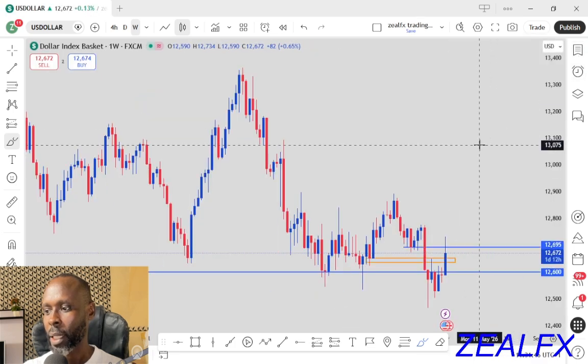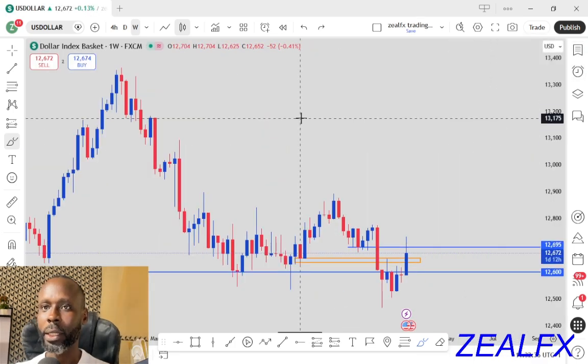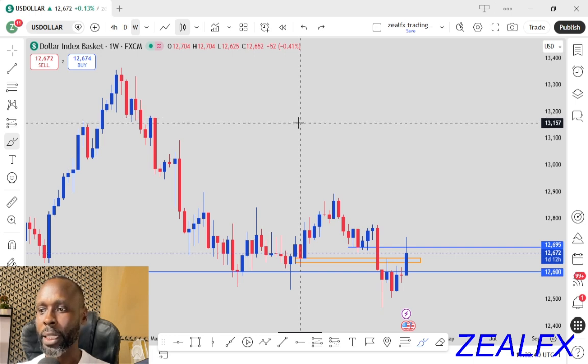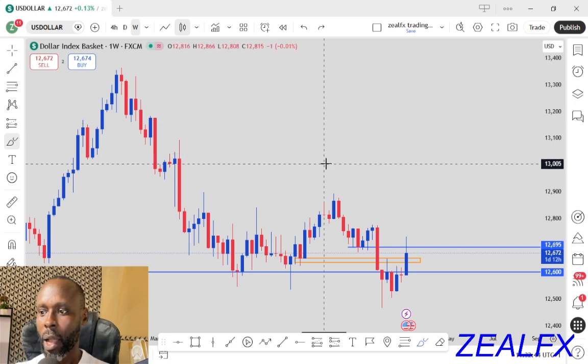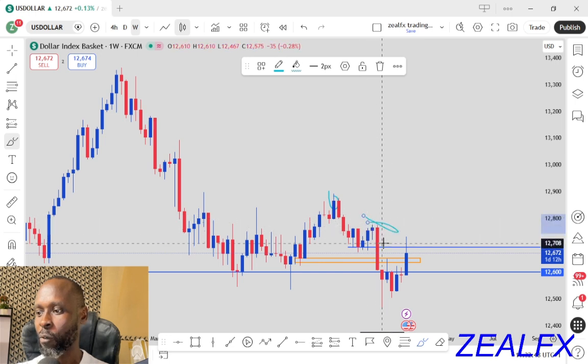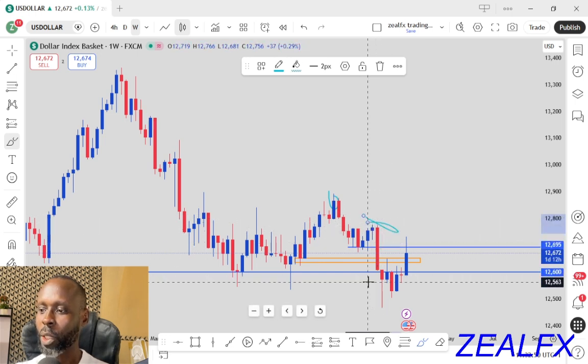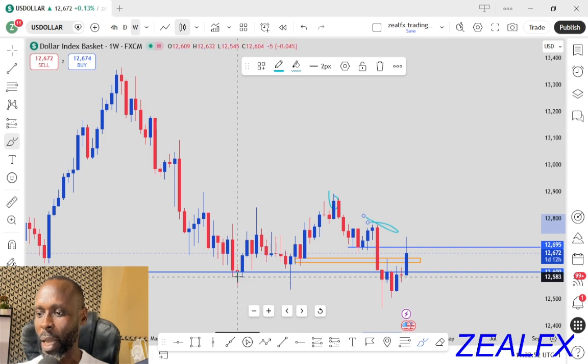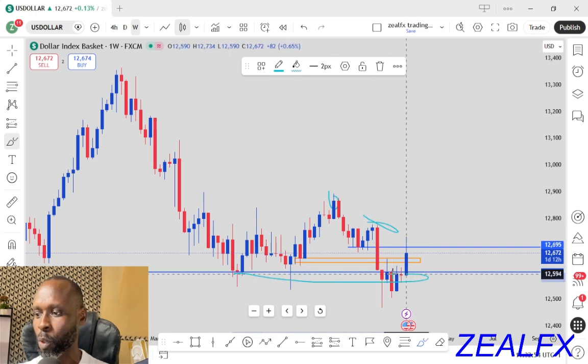Let's look at the dollar index. So let's look at the dollar index on the weekly time frame. On the weekly time frame, the dollar index is currently having a series of lower highs, which is a bearish momentum for the dollar index. But the current candlestick on the dollar index closed on a support level. So we have price on this support level.